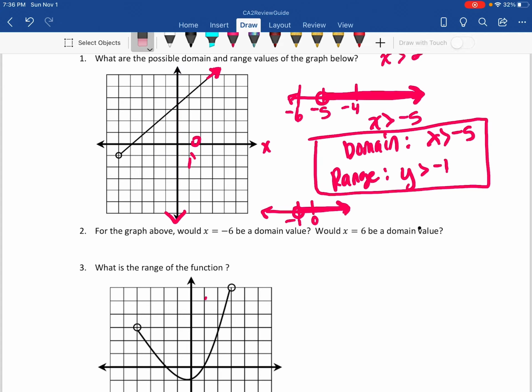Okay, now the next question says, in the graph above, would x equals -6 be a domain value? x is equal to -6 is right there. It's outside of my graph. If you think about it, this line is going from -5. Negative 6 is smaller than -5. It's not greater than -5, it's smaller. So that would definitely not be a domain value. But 6 is greater than -5, so that means 6 would be a domain value, okay?